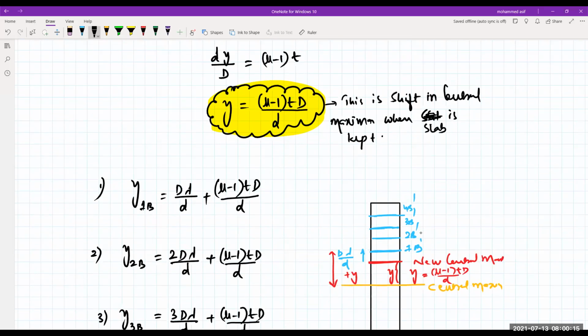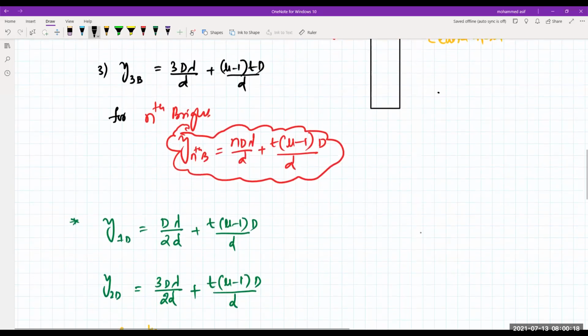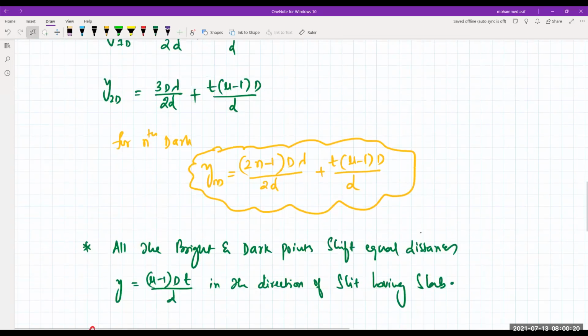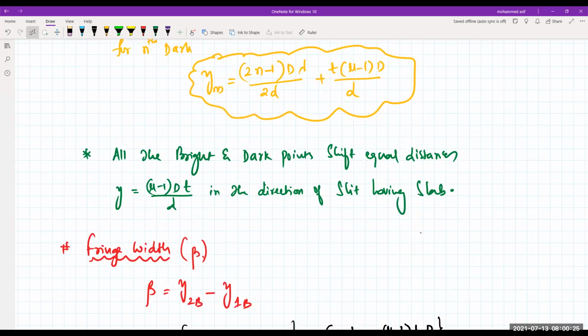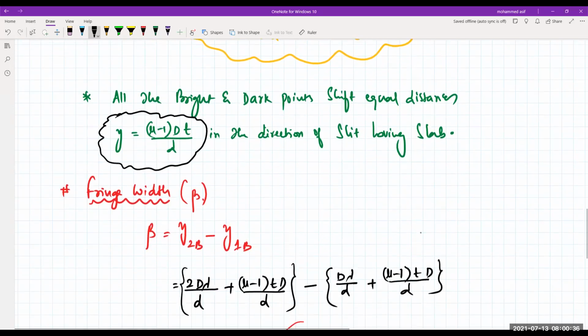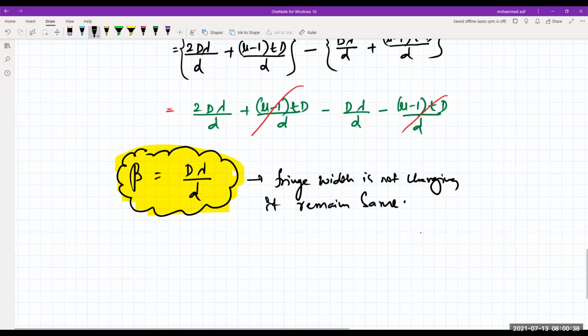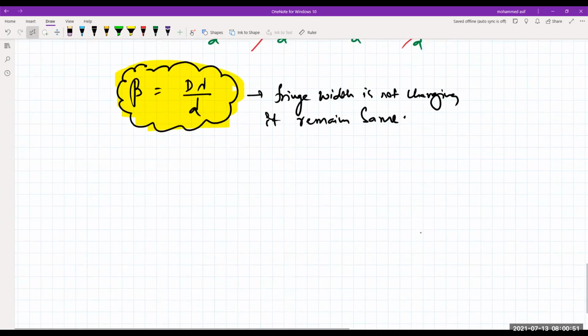So what is the first bright, second bright? I'm just writing the formula. So we got the formula for the nth bright. In the same way, for first dark, second dark, we got the formula for the nth dark. So all the bright and dark fringes will shift by an equal distance y is equal to mu minus 1 into capital D into thickness t divided by small d, in the direction of the slit having the slab. So what is the fringe width formula? Simplified, we again get d into lambda divided by small d. Clear for everyone? Any doubt in this one to anyone? No, sir. Sure. Next slide heading.